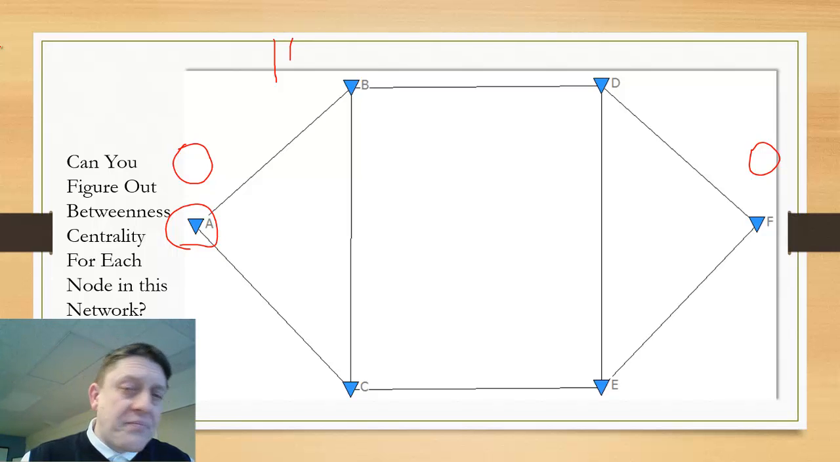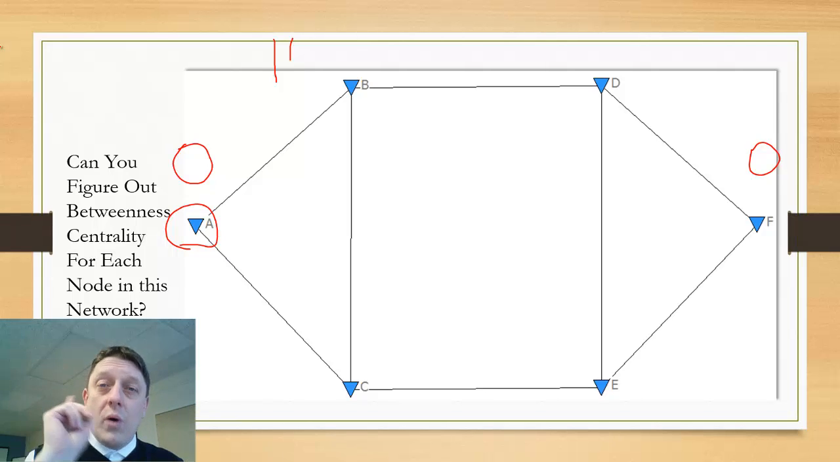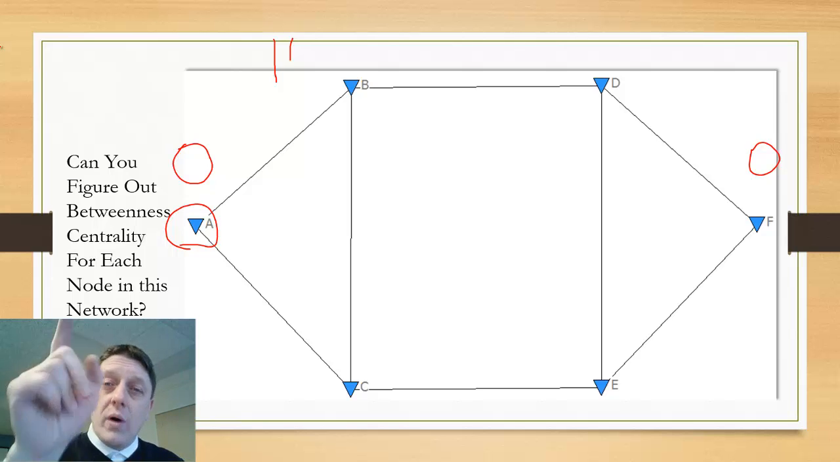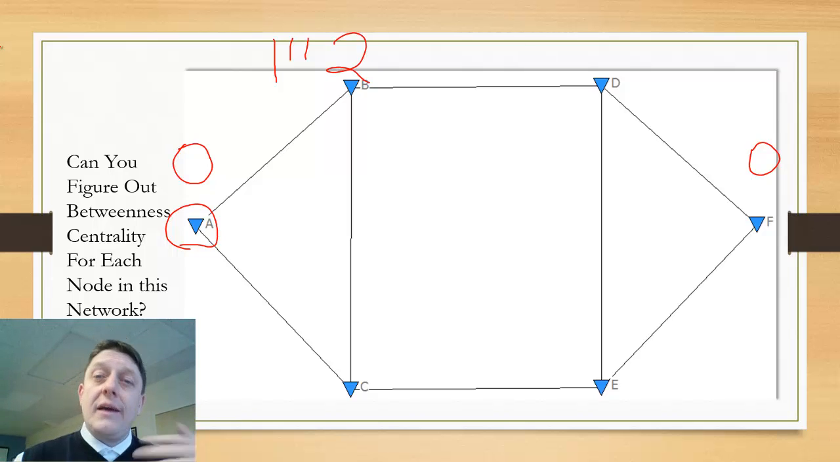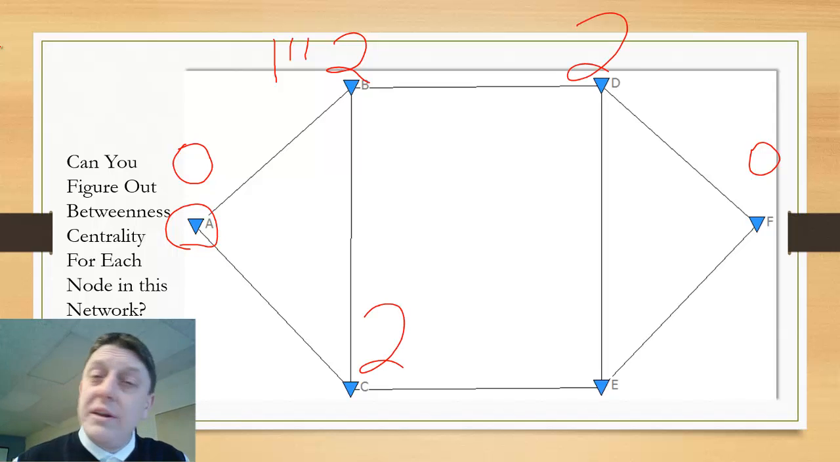And what about trying to get from C to D? There are two ways to do it. There's no straight path from C to D, but you could go C to E to D, or you could go C to B to D. Two ways to do it. One of them is through B. 1 out of the 2. 1 divided by 2 is 1/2. We'll give half a credit there. And then we add all those chits up, and that equals a betweenness centrality of 2. If you do the work, you can figure out that D also has a betweenness centrality of 2. C has a betweenness centrality of 2. E has a betweenness centrality of 2.